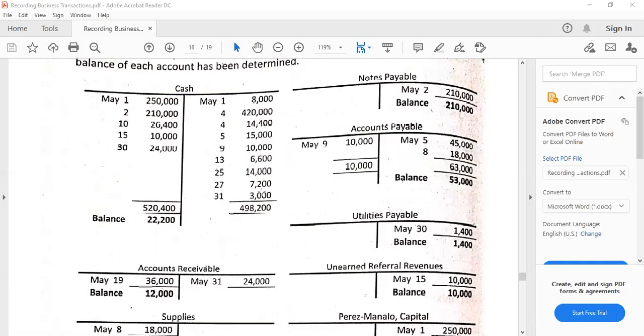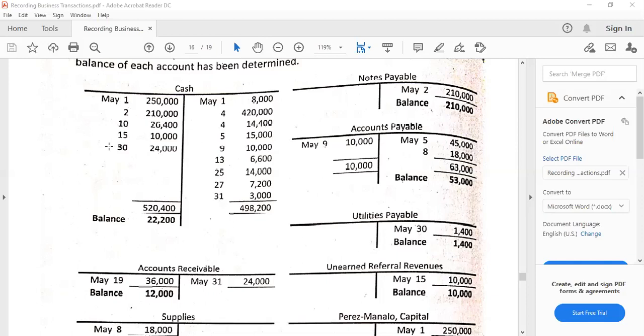Another thing we can notice here is that the account titles are placed in the middle of the T. And obviously, this is called a T account, or T accounts respectively, because it looks like or resembles the letter T. So that's the origin of the term T account. Then we can now begin the posting.